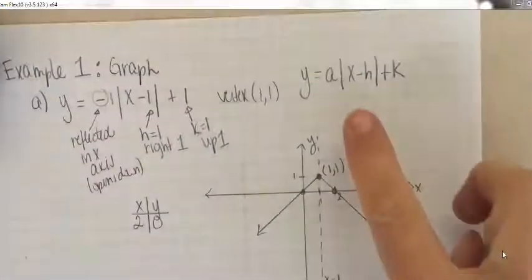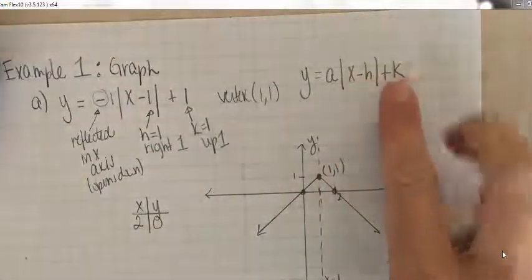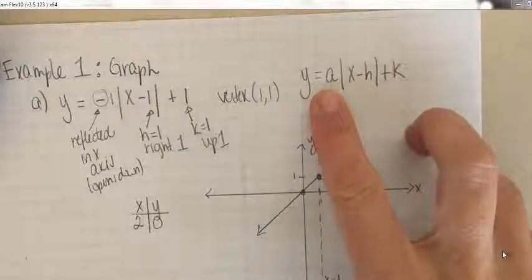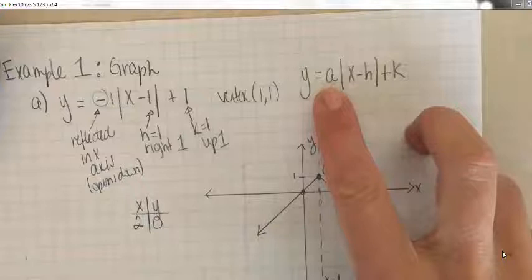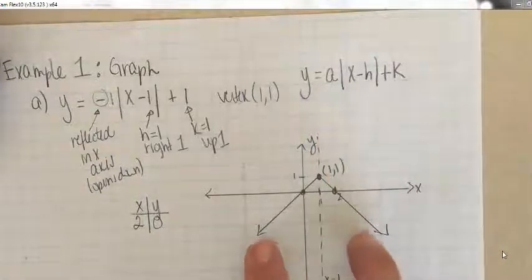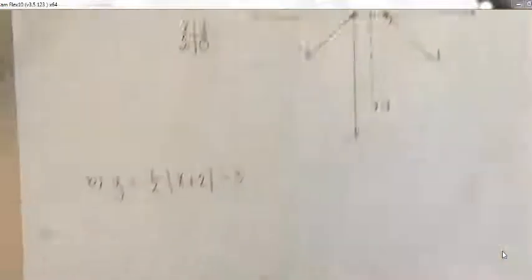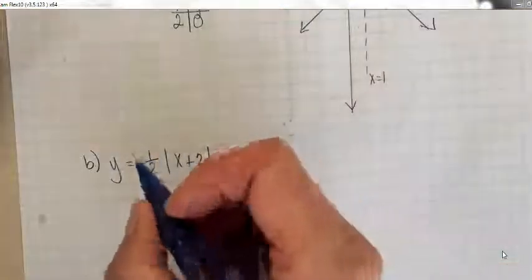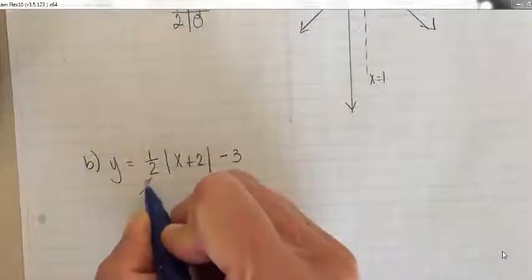And again, we're thinking about what's our A, our H, and our K. If we can find H and K, then we know what our vertex is or where it is. And then if we know what A is, then we're going to know whether this thing opens up or down. And then we can also think about if it's going to be skinnier or fatter than this. Okay, so first of all, my A is 1/2.